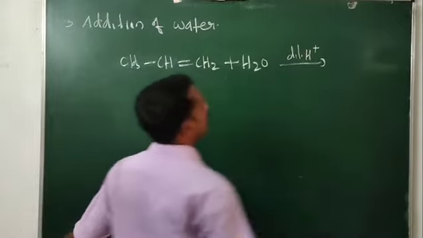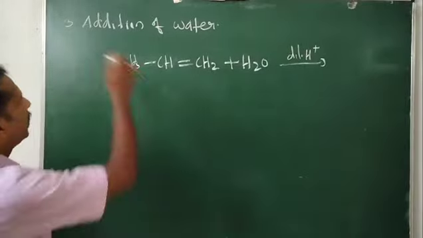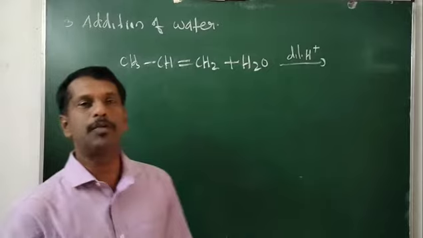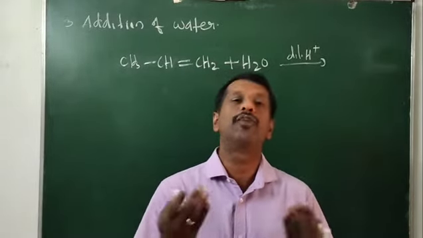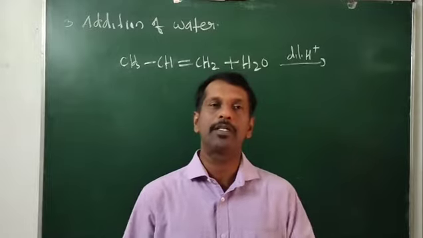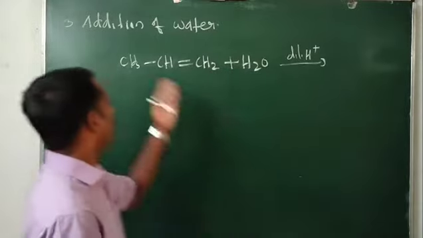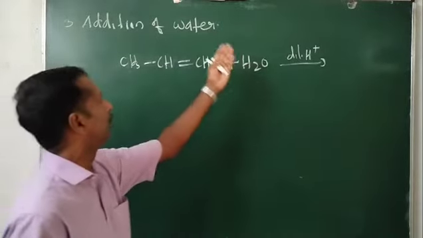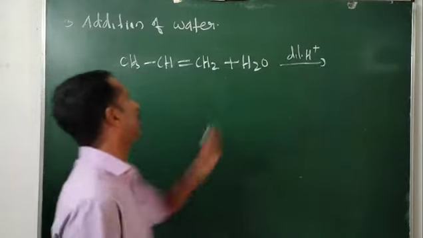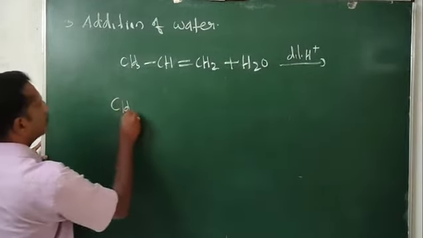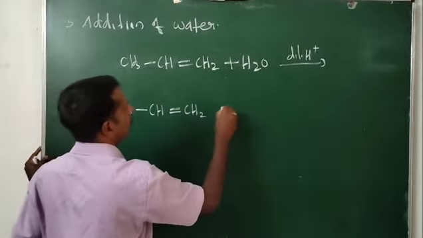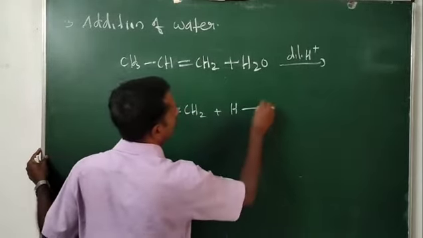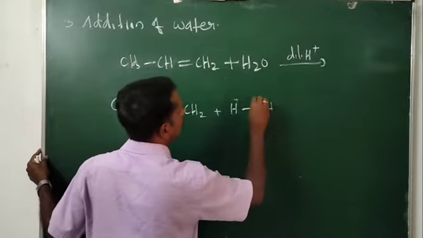that means H+. So addition of water in presence of dilute acid, like dilute sulfuric acid or dilute phosphoric acid. You can use dilute sulfuric acid or dilute phosphoric acid. So when an alkene reacts with water in presence of dilute acid, look at here, CH3CH=CH2. H2O can be written as HOH, that means H+ and OH-.